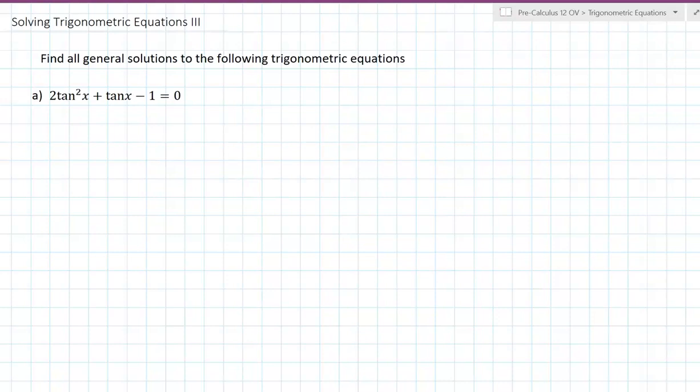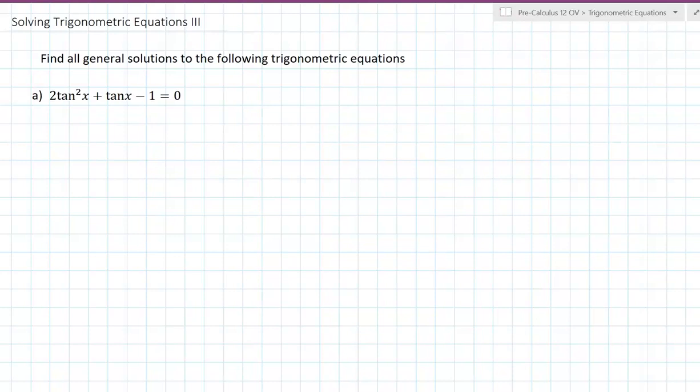All right, let's look at a couple of more harder trigonometric equations. Here's the first one. We want to come up with the general solutions. I just put in general solutions because you must come up with the specific interval solution before the general solution anyways, so we can actually do two things at once.